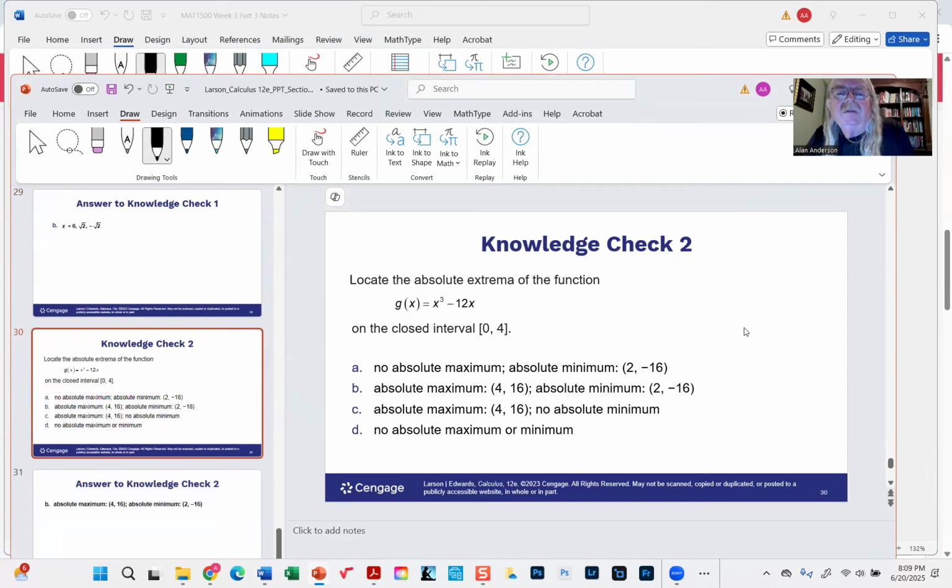Now, what about this one? So we're looking for the absolute extrema. Now, remember, extrema can refer to either a maximum or minimum. So let's try this.